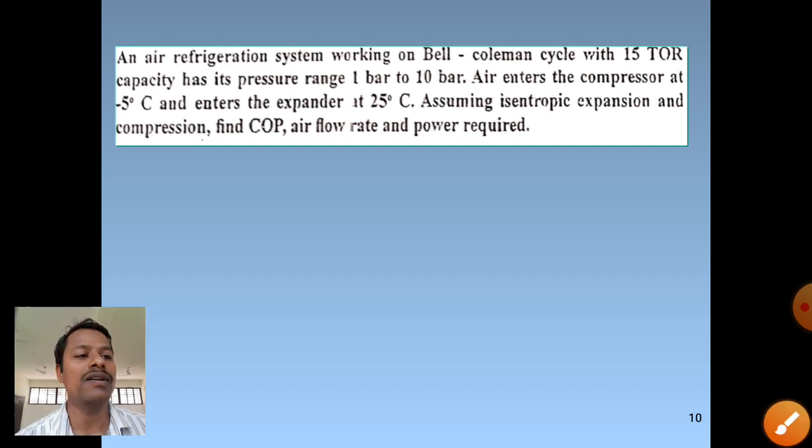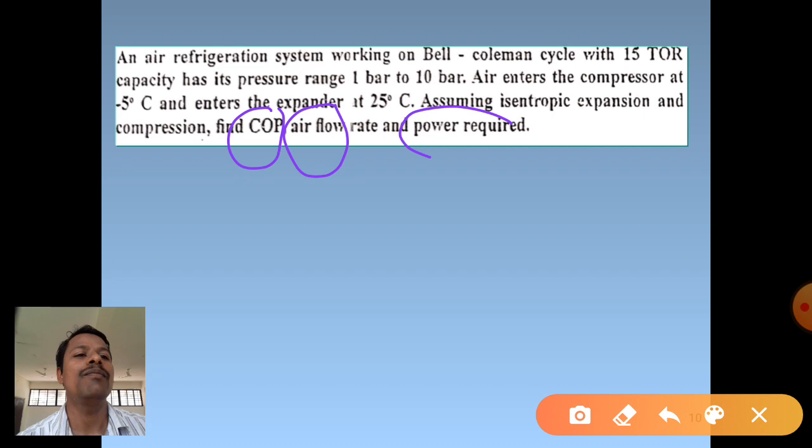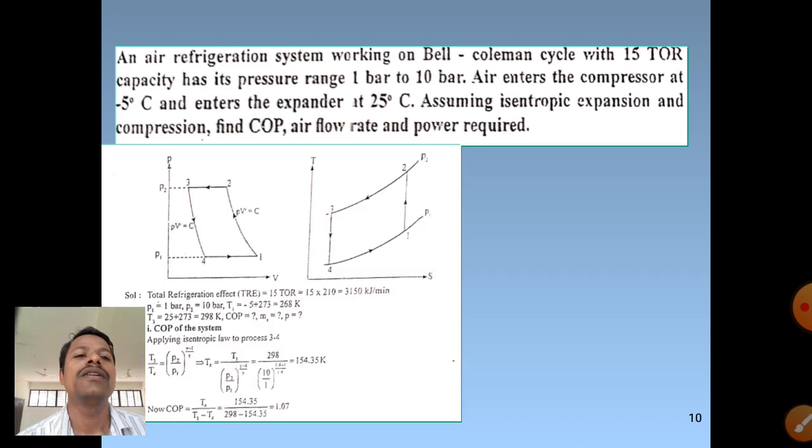So very important parameters. Please remember what all we need to calculate. COP we need to calculate, and at what rate the air is flowing inside this Bell-Coleman cycle, and again the power required to run this cycle. So 3 important parameters we are supposed to calculate. So now let us look into the solution here.